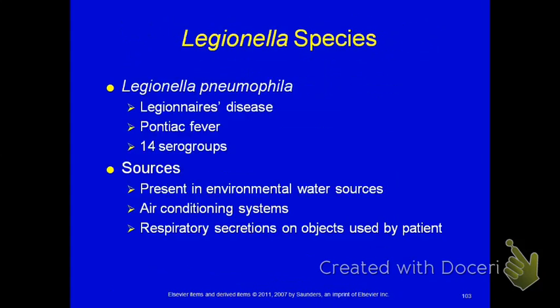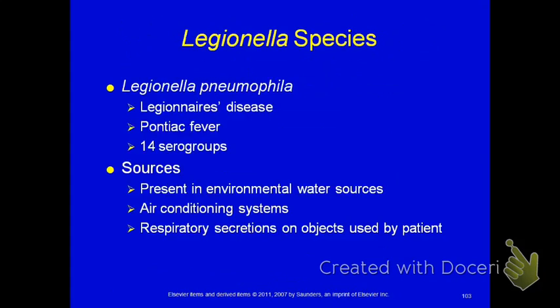Then we are now going to discuss another important organism. This is Legionella, the etiologic agent of Legionnaires disease. Legionella pneumophila could cause Legionnaires disease. A mild form of Legionnaires disease is Pontiac Fever. The organism has 14 serogroups.